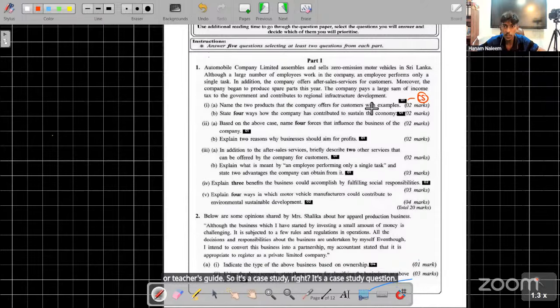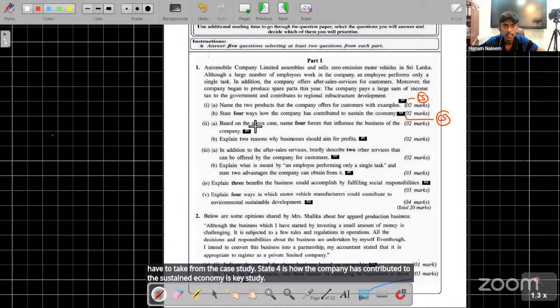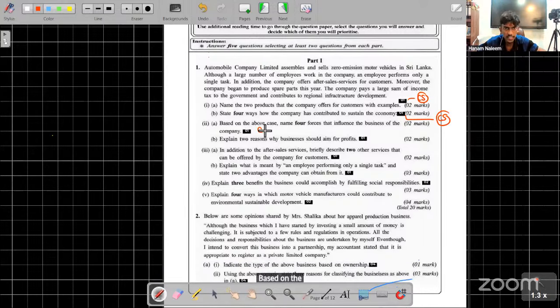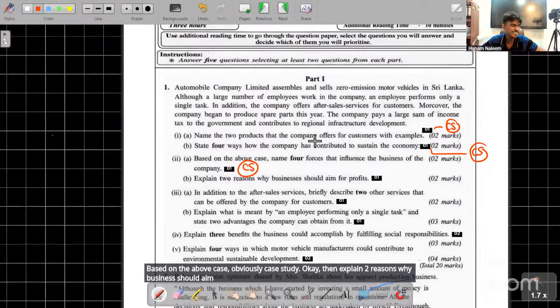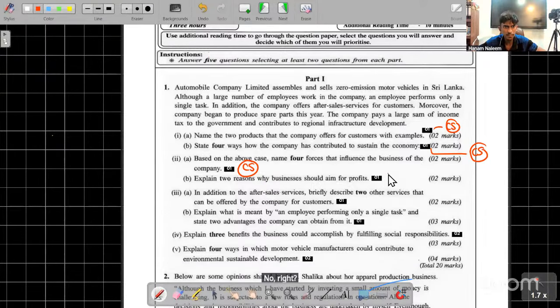You can see, for customers with examples, so definitely you have to take it from the case study. State 4 ways how the company has contributed to the sustained economy. Yes, a case study, based on the above case. Then explain two reasons why a business should aim for profits. Is that case study? Why should a business earn profit? No, right? We can write maybe a practical answer.